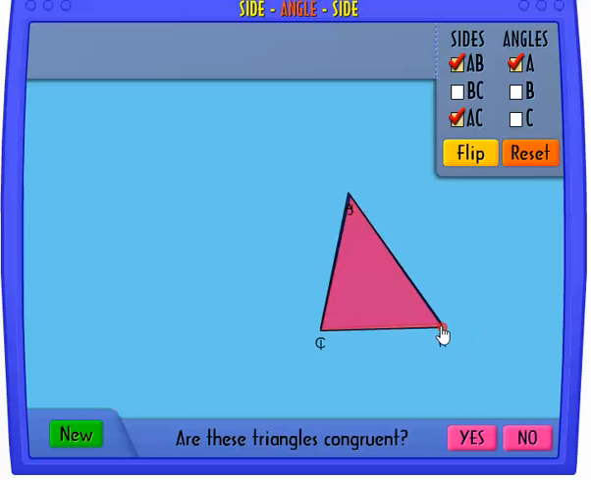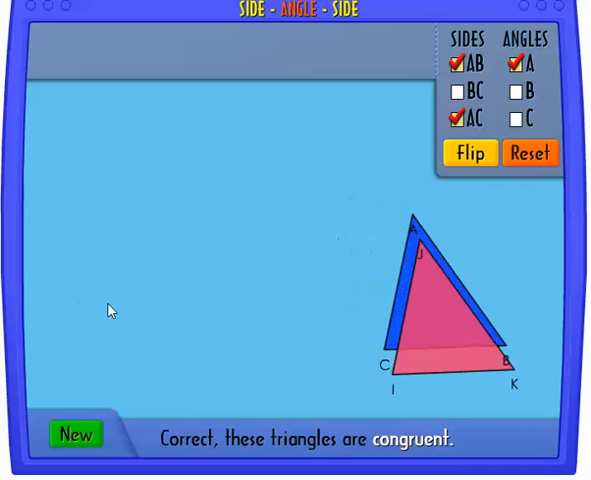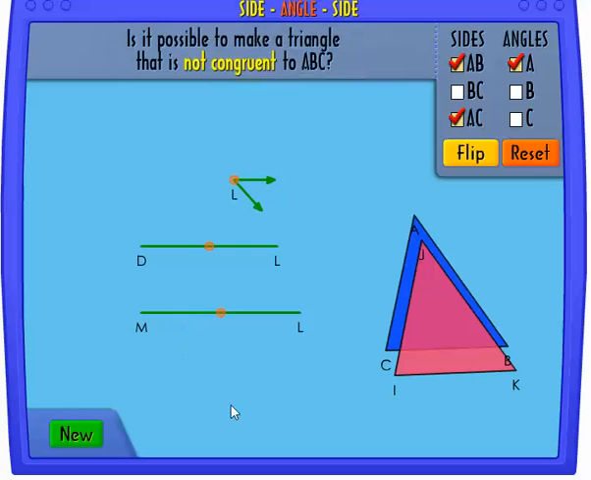If they look exactly the same, then they're congruent. If all the angles are congruent and all the side lengths are the same, then they're congruent triangles. Correct. Now they're going to ask me to try one more time. Is it possible to make a triangle that is not congruent to triangle ABC? So I'm going to try one more time, and I'm going to try as hard as I can to make one that's different.